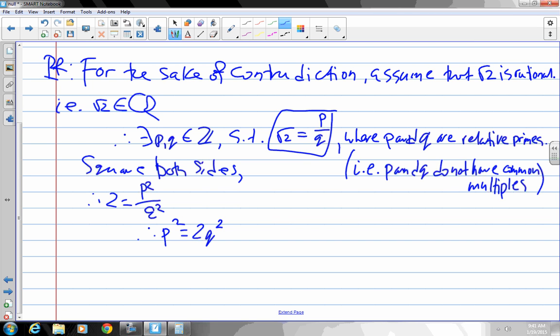Can I say that P squared is even? Because P squared right now equals 2 times Q squared. So is it even? P squared equals 2 times Q squared. So is P squared even? Yes. So therefore, P squared is even. Therefore, P is even, by the lemma we just proved. If P squared is even, then the number that you're squaring is even.